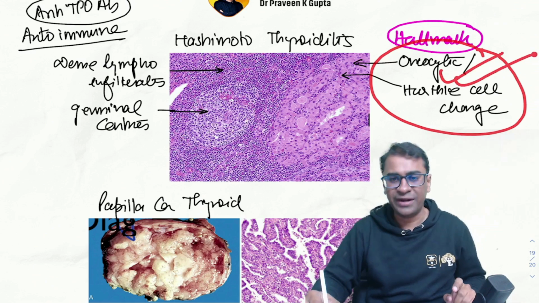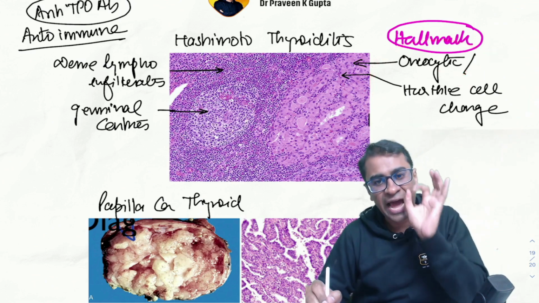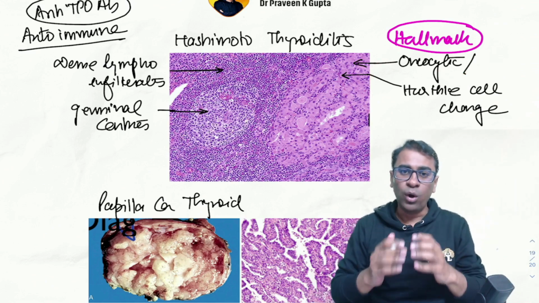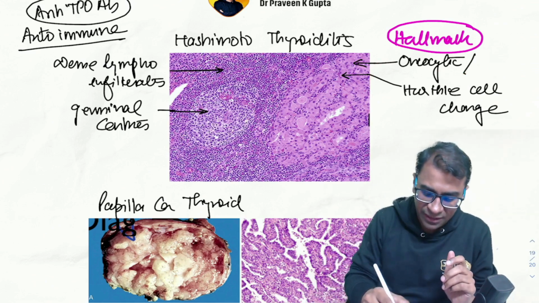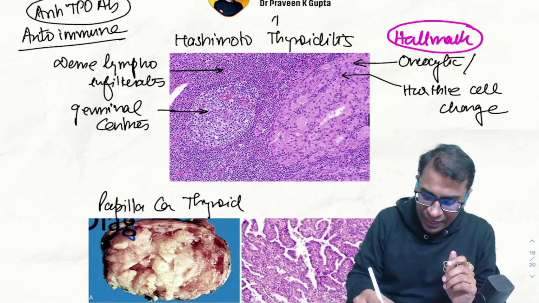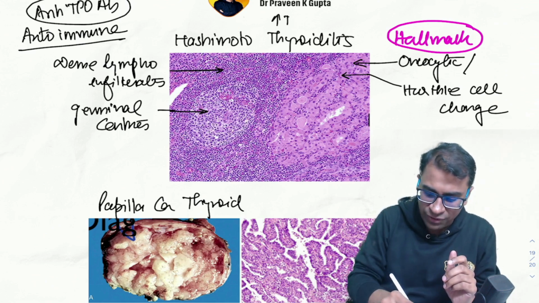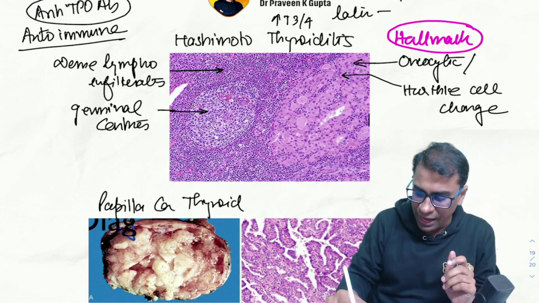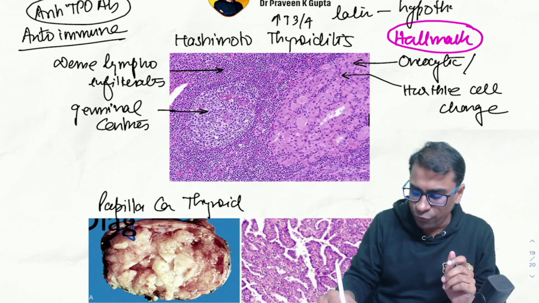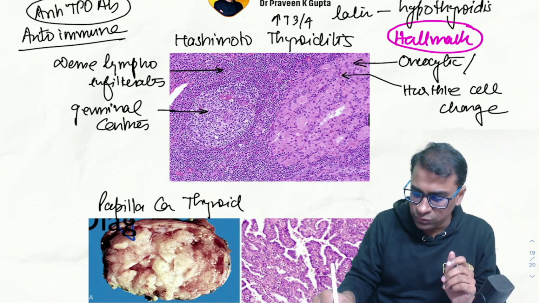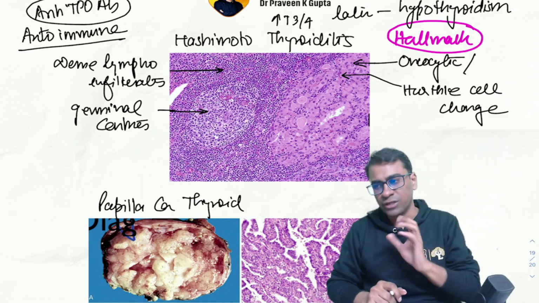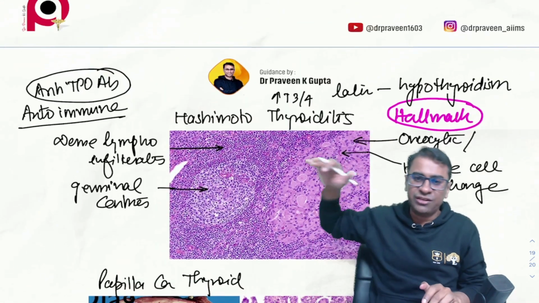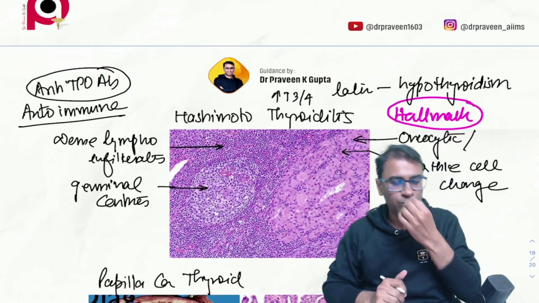If you get this finding, there's only one answer. That's Hashimoto thyroiditis. Very frequently asked, if there is Hashimoto, what will happen to T3 and T4? First of all, there is increased T3, T4 because of release from the gland. But later on, there will be hypothyroidism. Initially, because of gland destruction, T3 T4 comes out, and then because of complete destruction, T3 T4 decreases. Hence it is called Hashimoto thyroiditis.